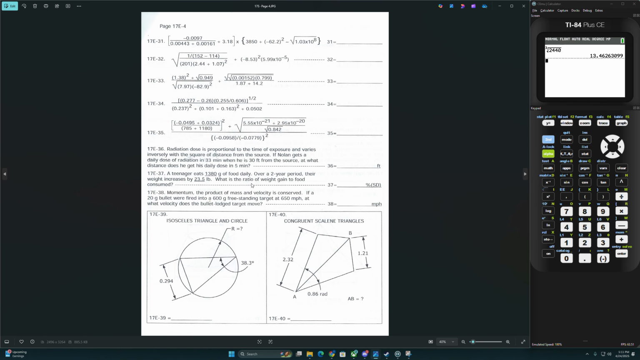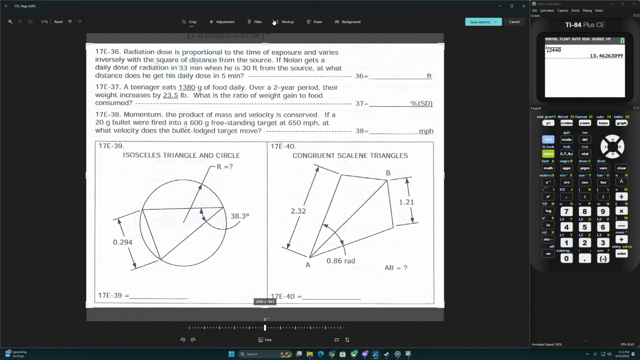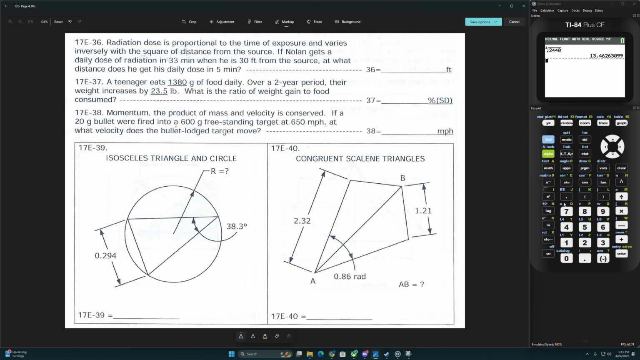36. All right, radiation dose is proportional. Oh, this is a fun one. Yikes. Those of y'all that have taken chemistry should make quick work of this. Y'all do a lot of this sort of stuff.